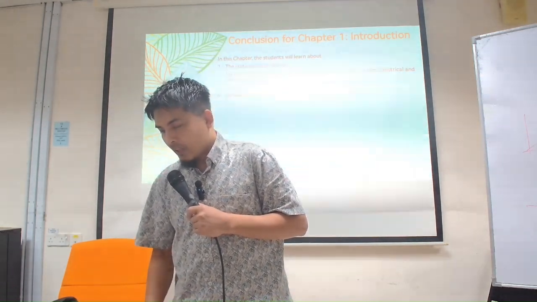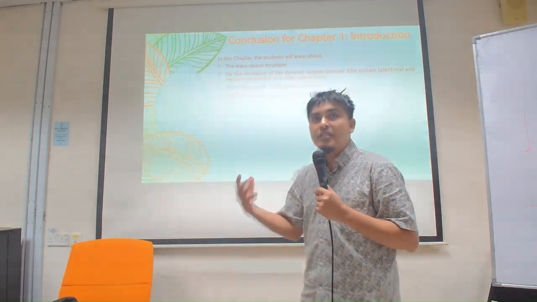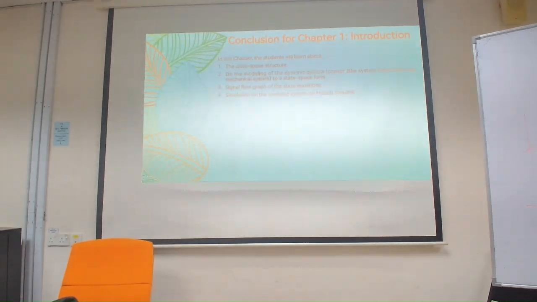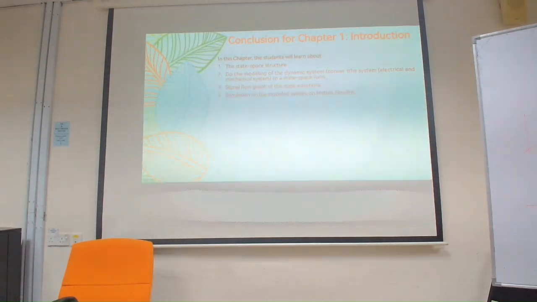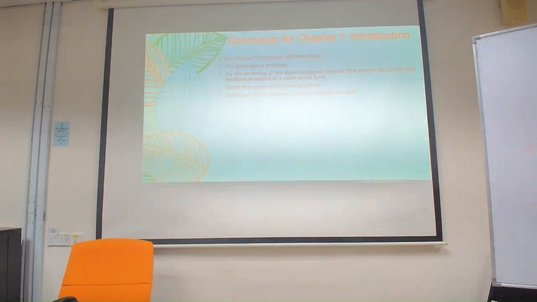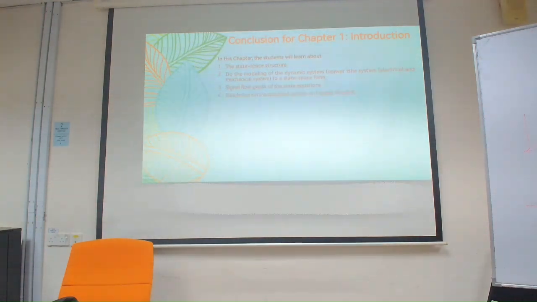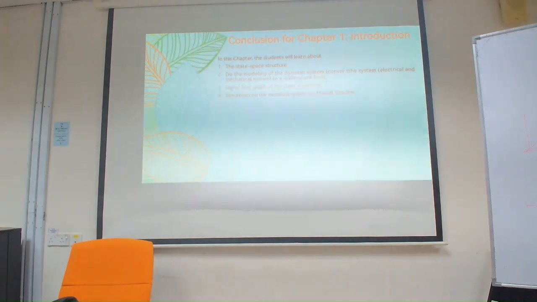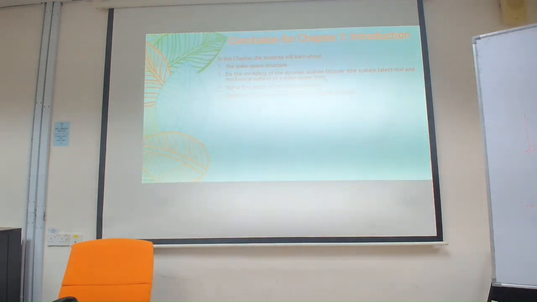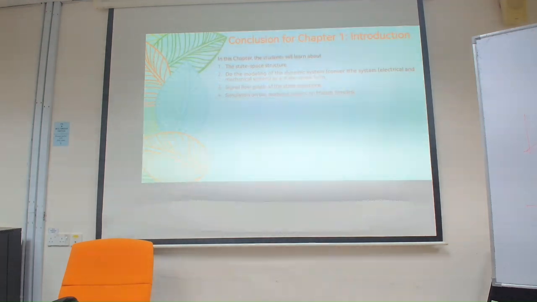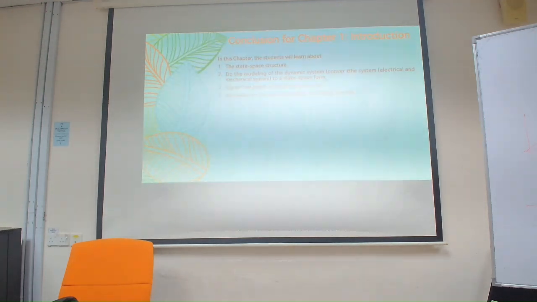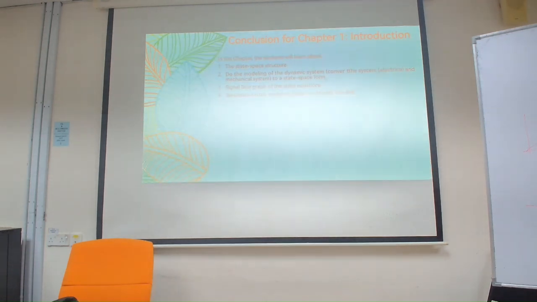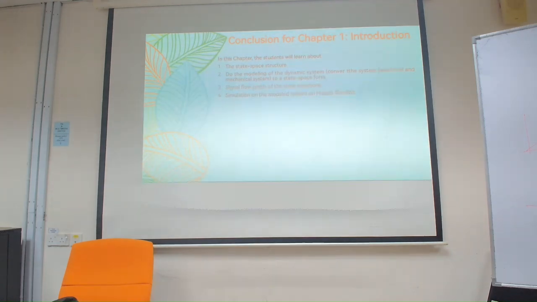Okay, so the conclusion for Chapter 1. In this chapter, the students will learn about the state space structure. What is the state space structure? x dot equals Ax plus Bu, y equals Cx plus Du.